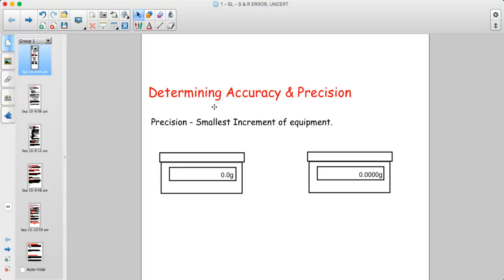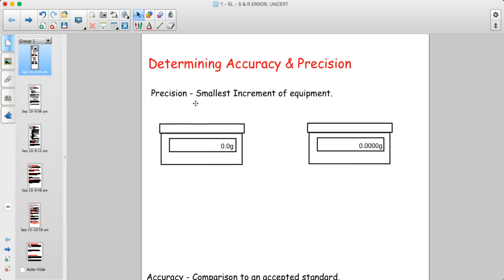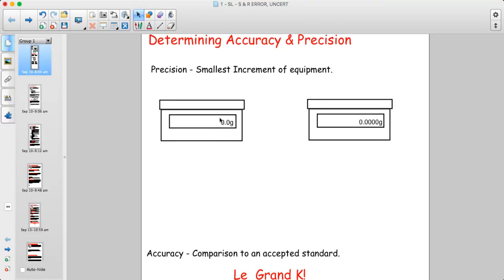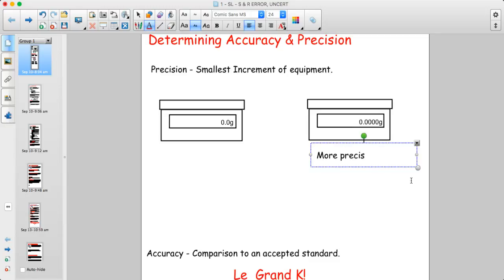When we determine our accuracy and precision, precision is more or less going to be determined by how precise our equipment is. What's the smallest increment on our equipment? For example, this balance on the left that reads to the tenths of a gram versus this one that reads to the tenths, hundredths, thousandths, 10,000th of a gram. Well, this one on the right is much more precise. So essentially, more decimal places on a piece of equipment means it's more precise.